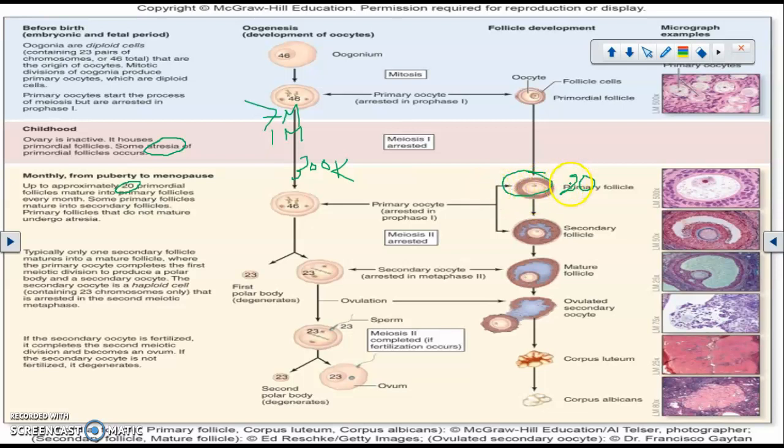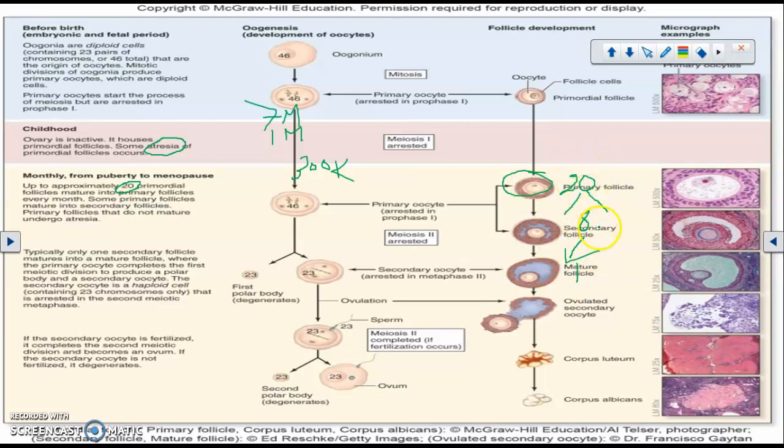Out of those 20 primary follicles, let's just say you only end up with 8. And of those 8, there's another competition that occurs, and only one becomes a mature follicle. So you can see there's a lot of waste involved here.